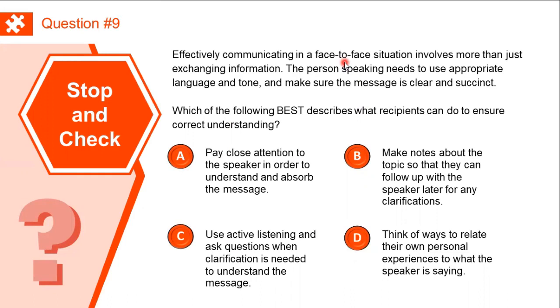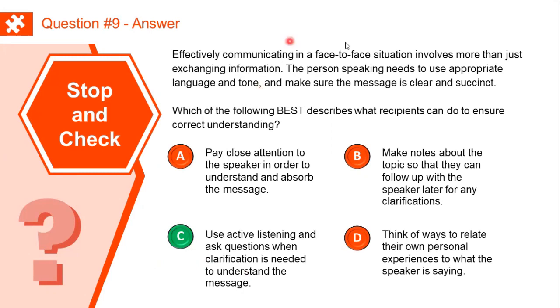It's a face-to-face situation. And what can recipients do to ensure correct understanding? Option A is about absorbing the message, which may not provide correct understanding. Making notes, as in option B, may also not provide a thorough understanding, even following up later as well. Option D also, relating our own personal experiences to what the speaker is saying, is not such a good idea either. However, using active listening to ask questions, summarizing what the other person said, paraphrasing, etc., and obtaining clarification, because there may be some differences in the recipient's own understanding. And therefore, C would be the correct answer. This is what recipients can do to ensure the correct understanding.